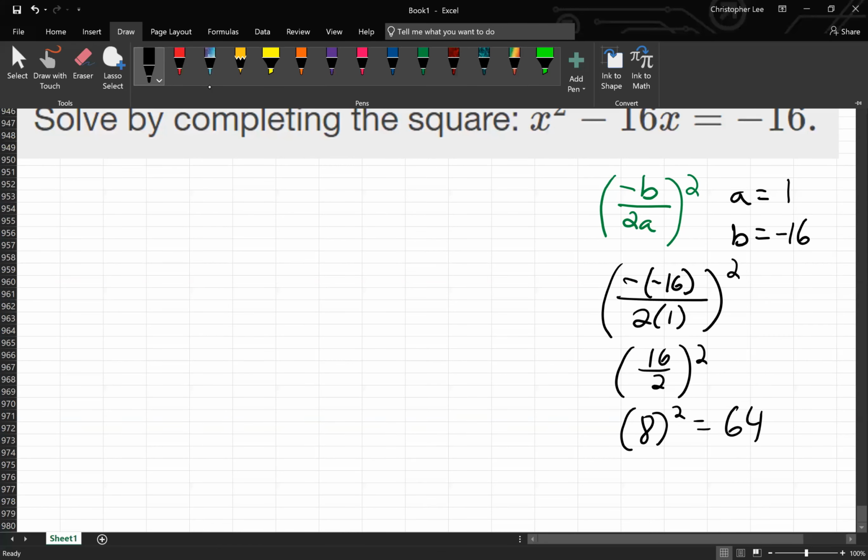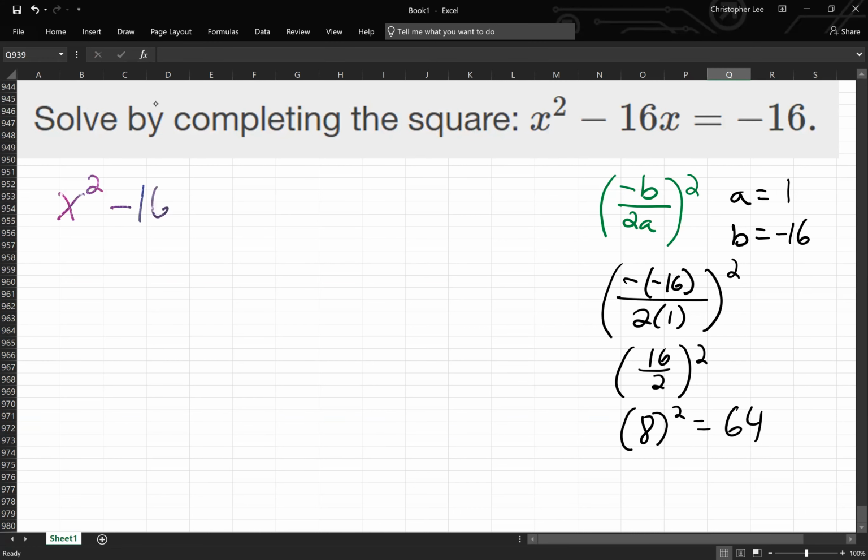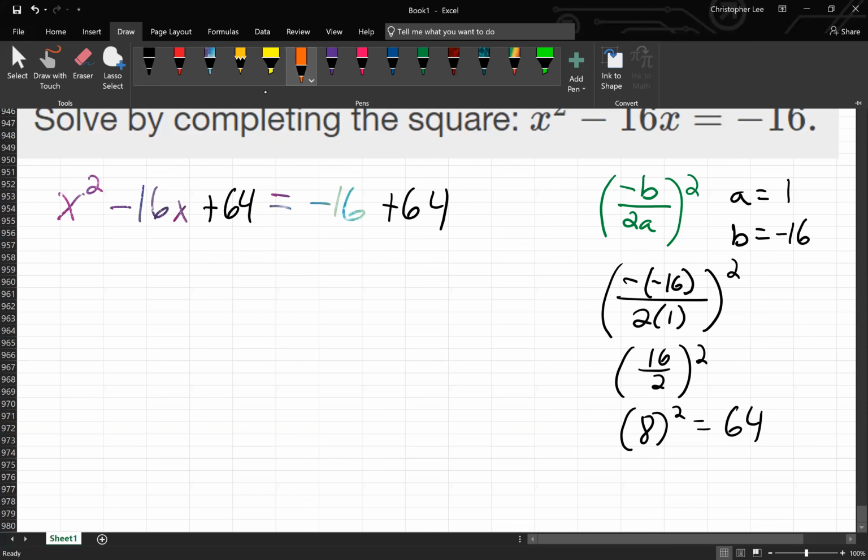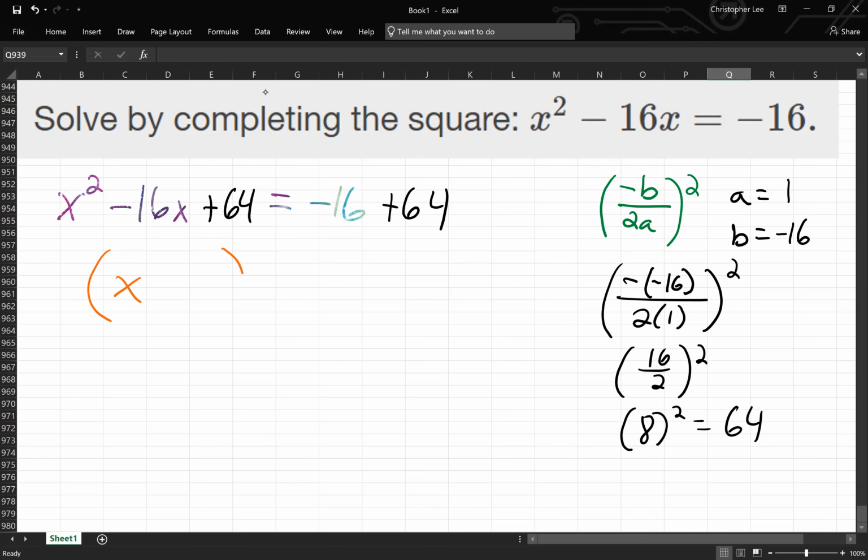And then what do you want to do? I want to add this to both sides of the equation. So I got x squared minus 16x is equal to negative 16. I'm going to add 64 to both sides of the equation. And then you already know what to do, right? We're going to factor this. What's the factor of this one going to be? x minus 8, very good, squared, is equal to, what's negative 16 plus 64? 48.